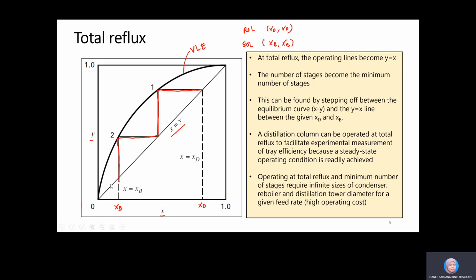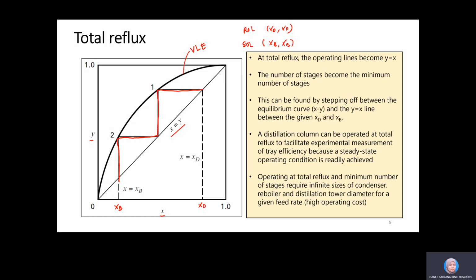Okay, in real industrial practice, of course, we will not operate the distillation column at total reflux because we would want to withdraw the liquid product. But it is operated at total reflux when we need to facilitate experimental measurement to calculate the tray efficiency, because at this stage a steady state operating condition can be readily achieved. And a distillation column operating at total reflux and minimum number of stages will thus require an infinite size of condenser, reboiler, and distillation tower diameter for a given feed rate. We will have a look at this in the later weeks of the course during the design of the distillation column, on how the reflux ratio affects the area and size of the condenser and reboiler requirement also.